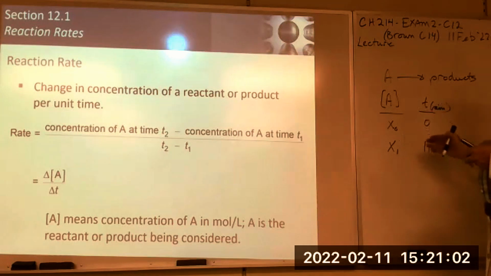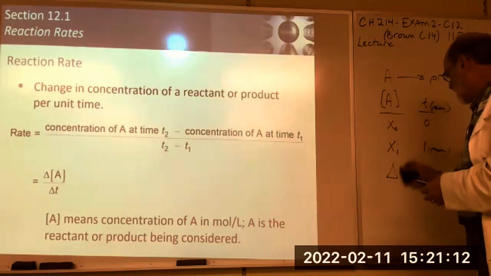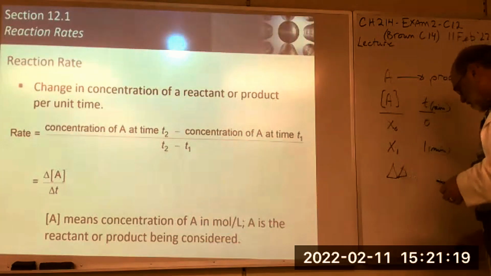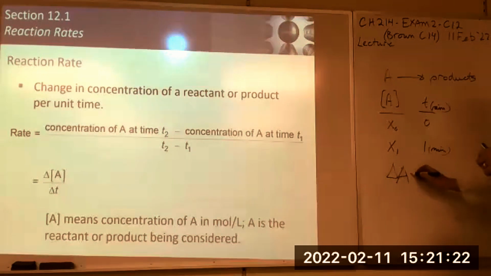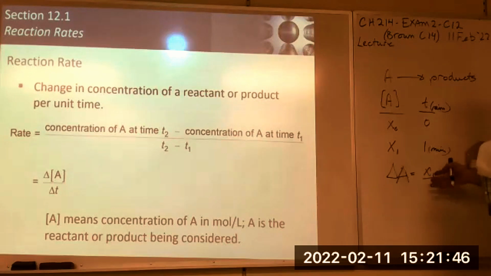Well, the final minus the initial would be an expression of the change of concentration, or we should say the change of A. Change of A is equal to the final minus the initial, over how long it took, the change in time. In this case, it'd be 1. Now, if we're expressing this in terms of disappearance of A, then the final would be smaller than the initial. So there'd be a negative value, and a negative rate would be the disappearance of A.